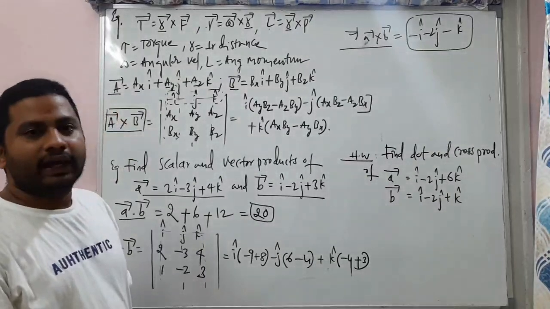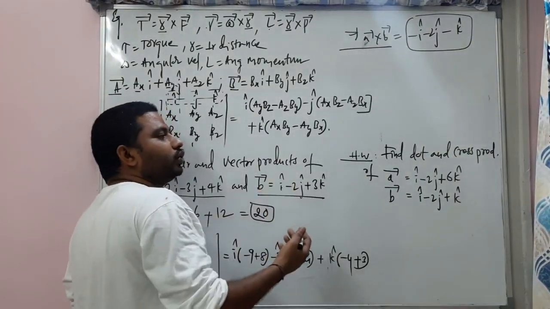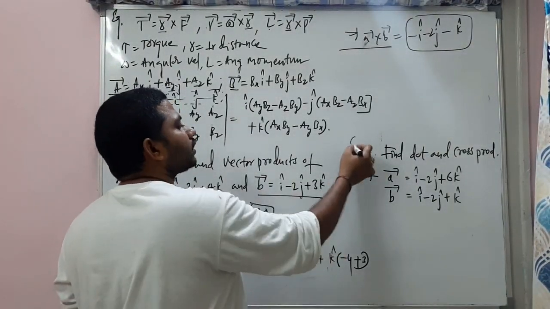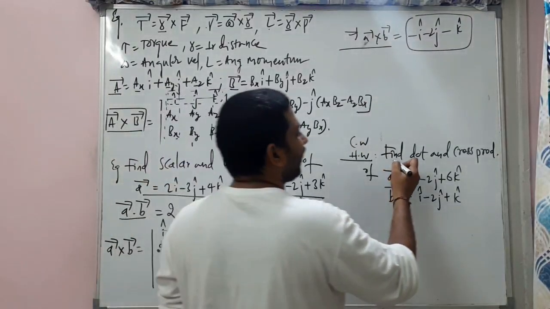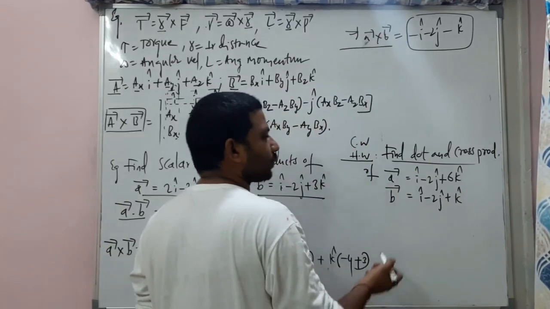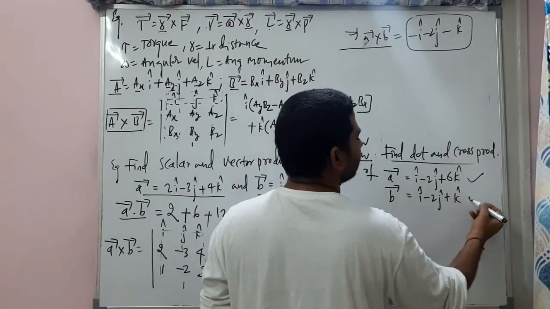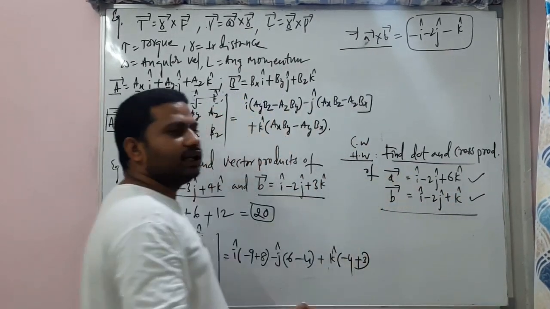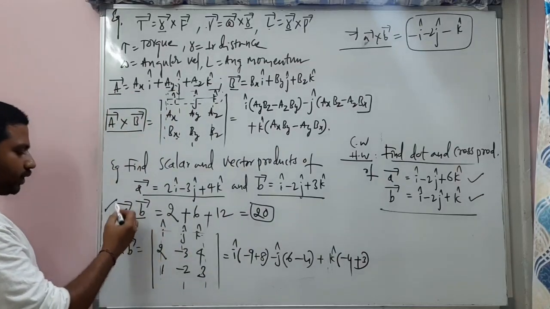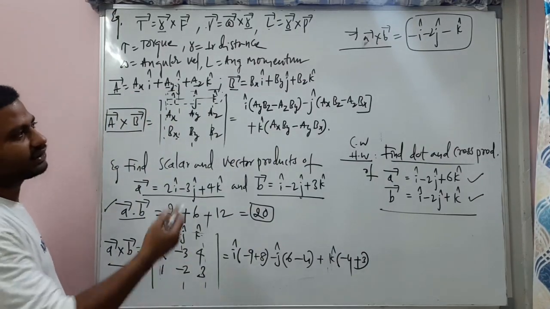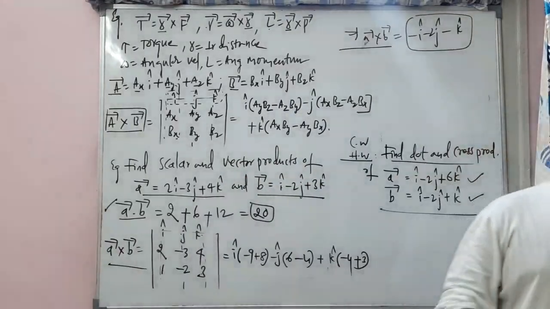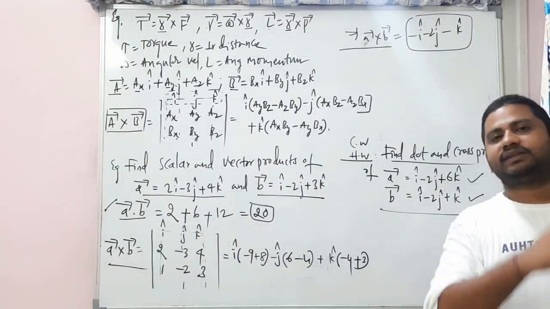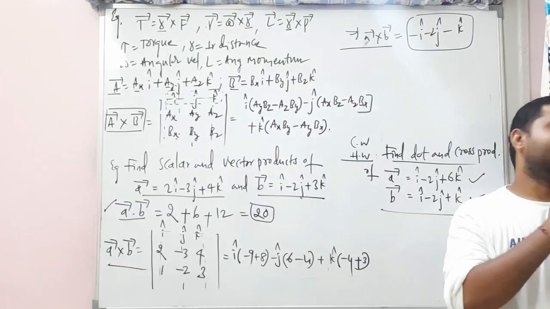In the same way, there is a question for you. This is the classwork. You should do it right now and send me the solutions. Find the dot and cross product. A bar is given and B bar is given. Similarly, use the dot product and cross product methods, find out, and tell me the answer right now. Right? So that's it. All the very best and see you in the next class.